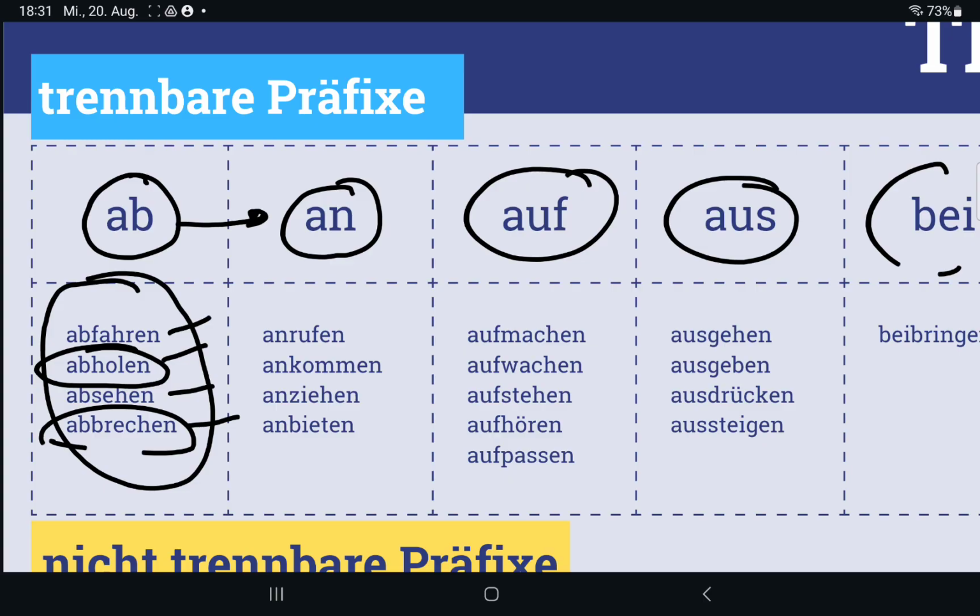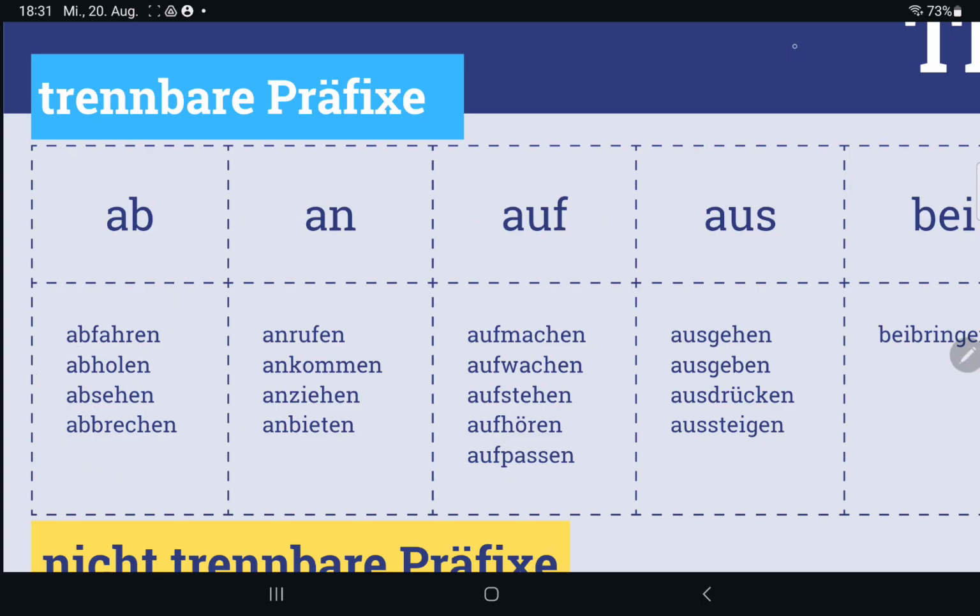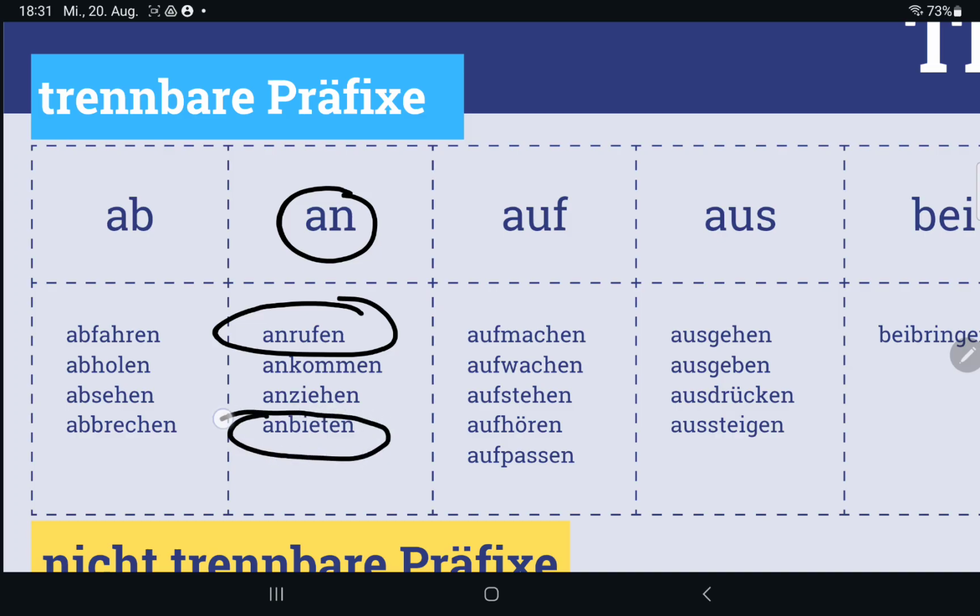Okay, and then remember that verb. For example, un is a separable prefix. Don't remember that un is a separable prefix. Remember that unrufen is a separable verb. Unrufen means to call. Okay. Unbieten means to offer.